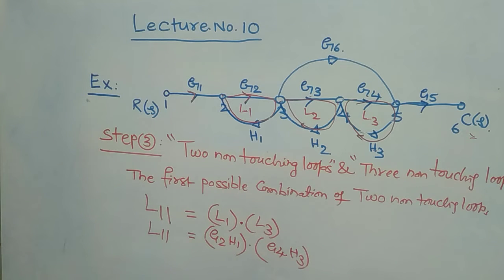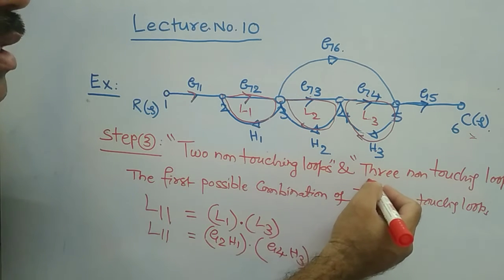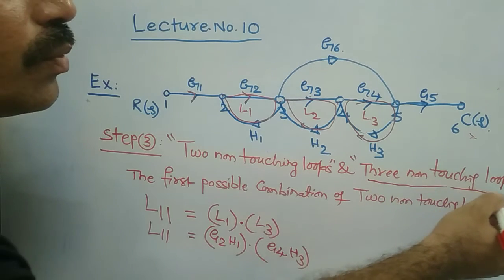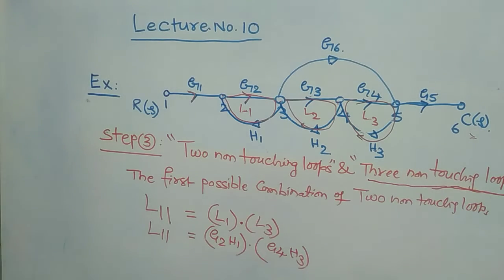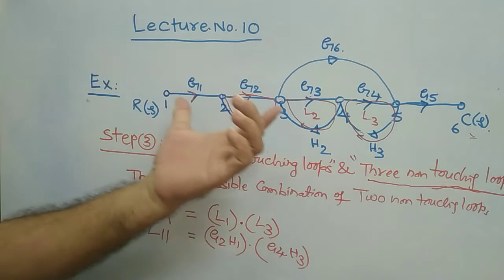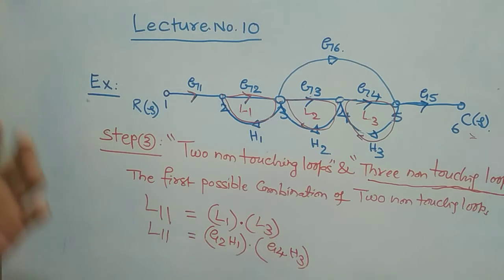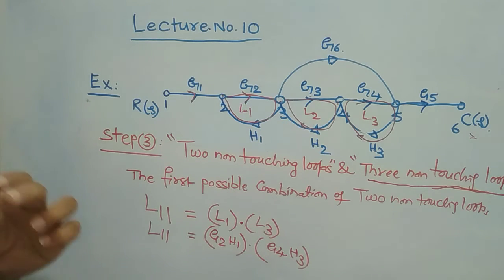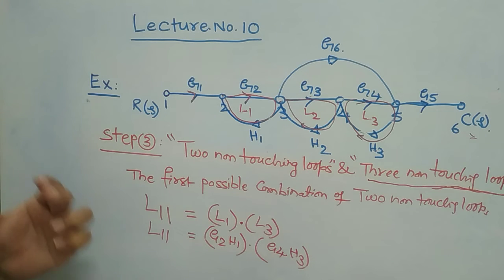Understood? Very good. Then coming to the next one, what is that? 3 non-touching loops. This means that in the given signal flow graph diagram, you must have 3 independent, separate individual loops, and these 3 loops should not touch each other.